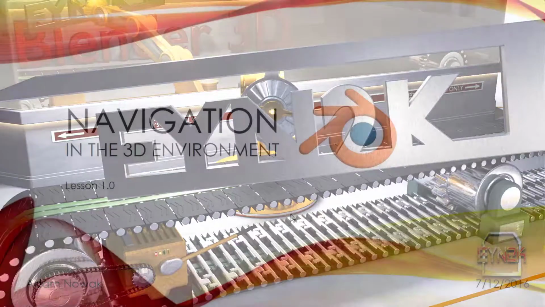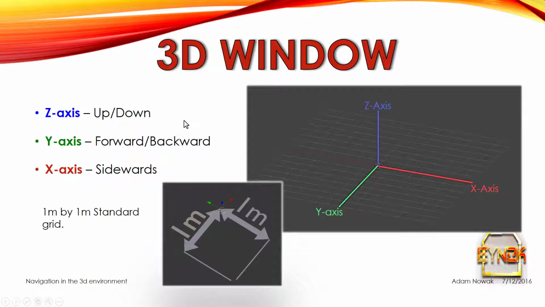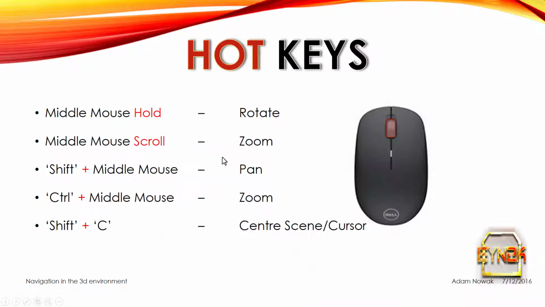Hello, my name is Adam, and now we're looking at navigation in a 3D environment using Blender. In Blender, by default, the Z-axis is up and down, the Y-axis is forwards and backwards, and the X-axis is sideways or left and right. The grid in Blender is represented by a 1 meter by 1 meter standard grid.